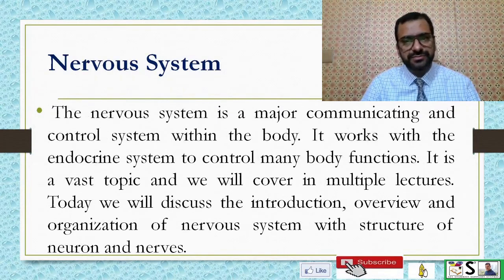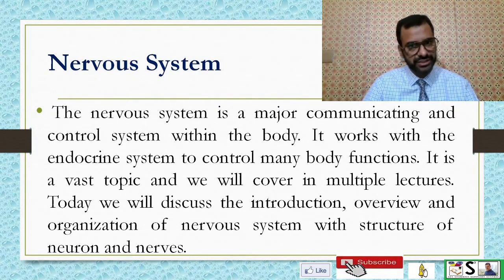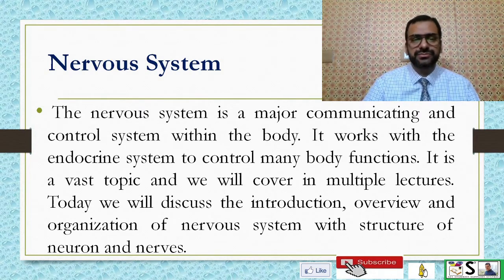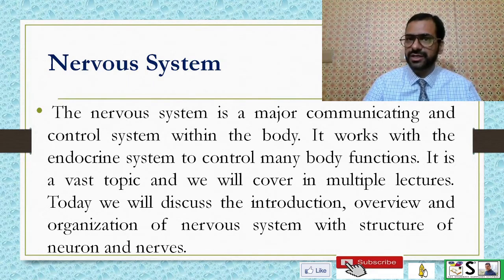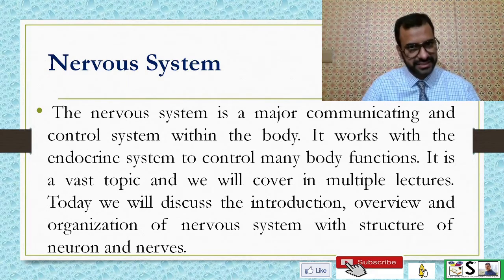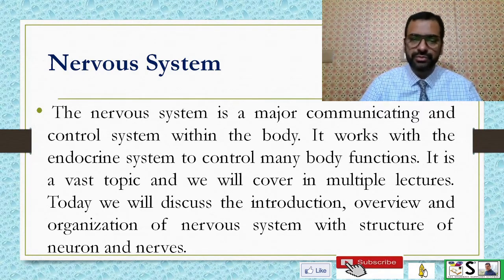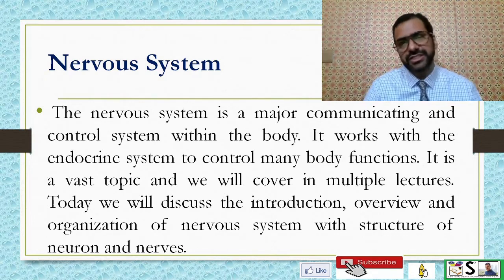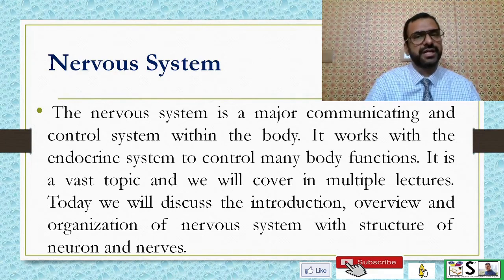The nervous system is a major communicating and control system within the body. It works with the endocrine system to control many body functions. It is a vast topic and we will cover it in multiple lectures. In today's class, we will discuss the introduction, overview and organization of the nervous system, with the structure of neurons and nerves.